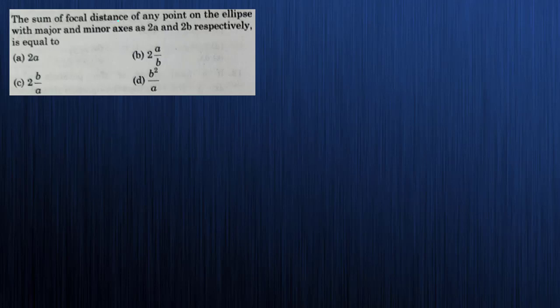Now what is the second question? The sum of the focal distances of any point on the ellipse with major and minor axes 2a and 2b respectively is equal to what? Let's understand this question, it's very important. We have this as an ellipse. This is the minor axis, this is my major axis. This part is the major axis. This is a focus, the first focus, and the second focus.